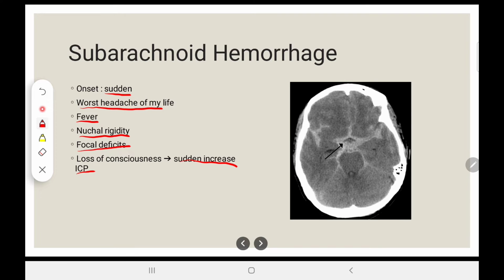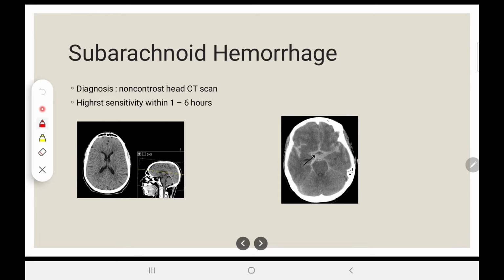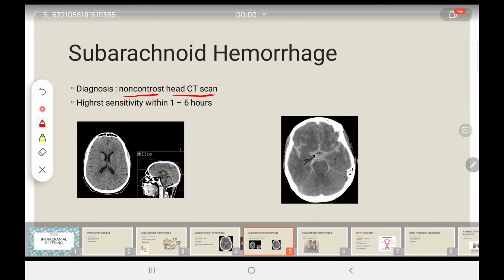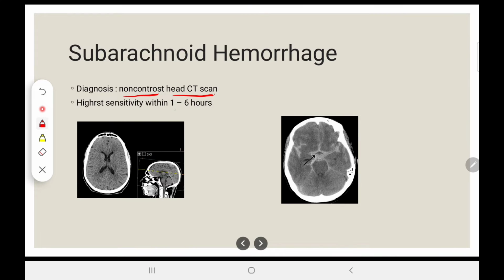Here are the signs of blood in subarachnoid hemorrhage. How to diagnose subarachnoid hemorrhage? To diagnose, we use a non-contrast head CT scan. When is the highest sensitivity to diagnose? Within the first 1 to 6 hours of onset.